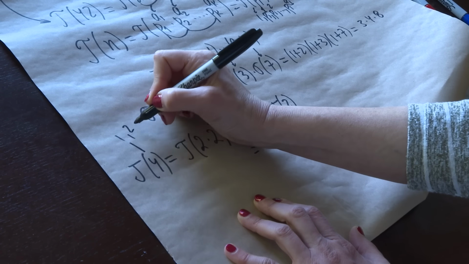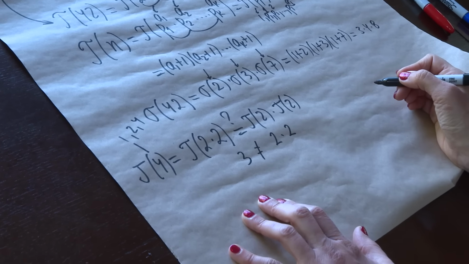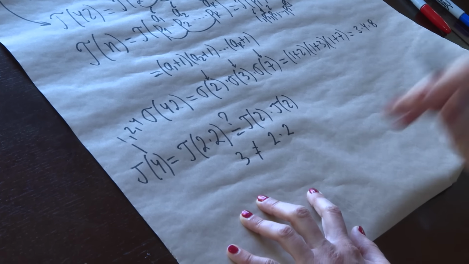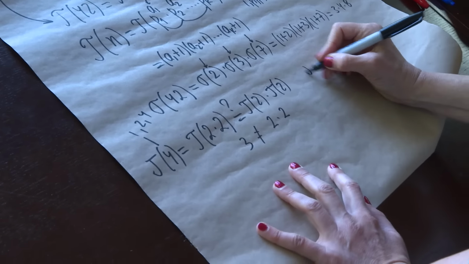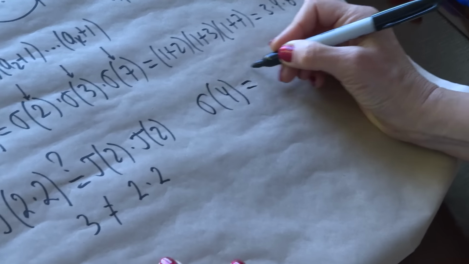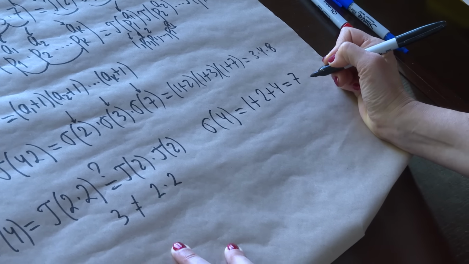4 has 1, 2, 4. It has 3 divisors. Bingo. Tau is not strongly multiplicative. And you can check for sigma. Sigma of 4 is 1 plus 2 plus 4. I added all divisors, that's 7.